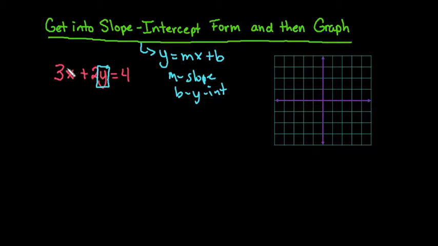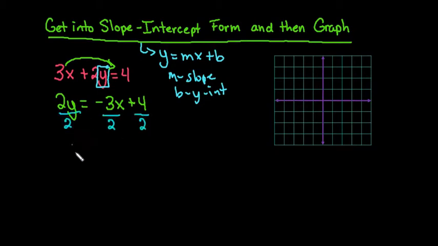So in order to have y by itself, we must first move this 3x to the other side. Remember that any time an expression changes sides, it changes sign. So since this is a positive 3x, it would become a negative 3x when we move it to the other side. And then we need to get y completely by itself. So to do that, we would divide everything by 2. Make sure that you divide all terms by 2. And I would leave your slope as an improper fraction. So this is going to be negative 3/2 x plus 2. Now we have it in slope-intercept form, and so it's easy to graph.